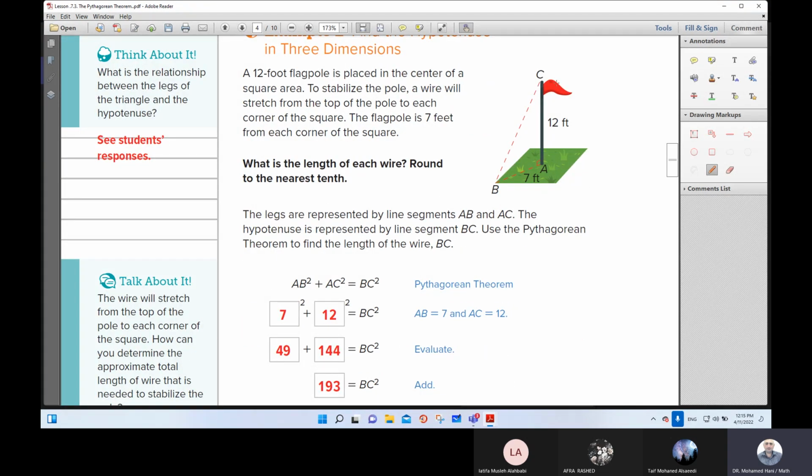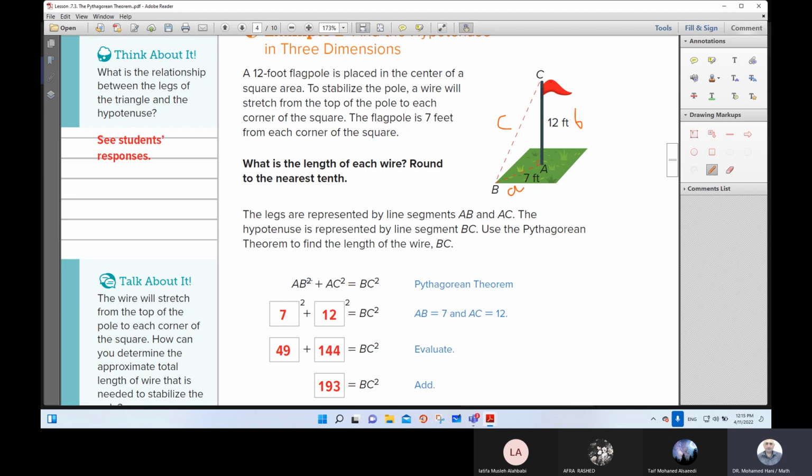In this example, as you see, here we have a right triangle. We have A is 7, B is 12, and this is the missing value C. We want to find the missing value here, so we can use the Pythagorean theorem.